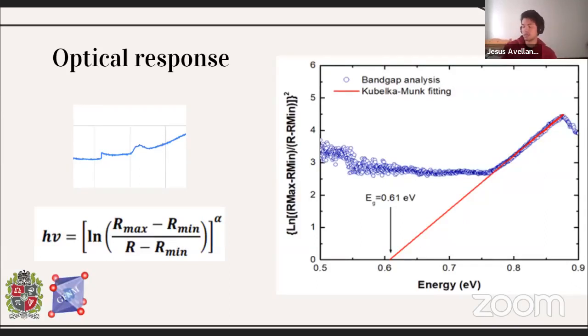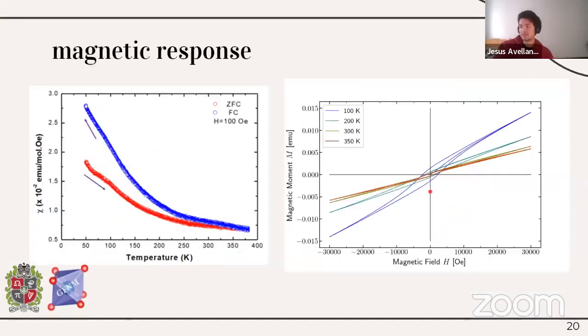In addition, when we apply the Kumar method and adjust the linear part of the data, it gives us an optical band gap of 0.61 electron volts. So in a first approximation, this will place the material as a semiconductor with a band gap near other materials known in literature, such as germanium or silicon, if I'm not mistaken. So that was all about the optical response.